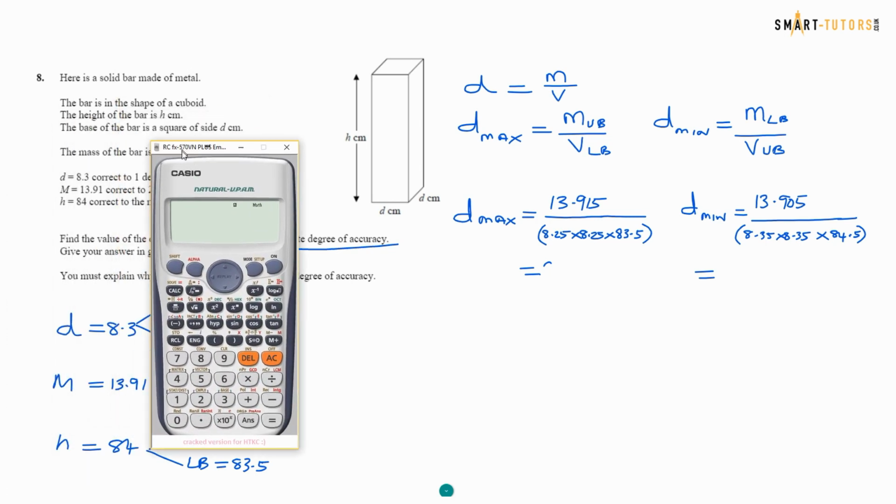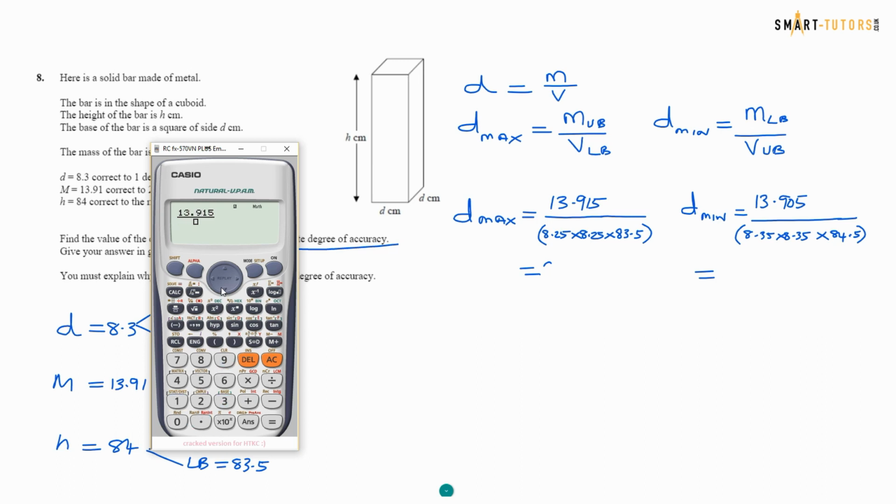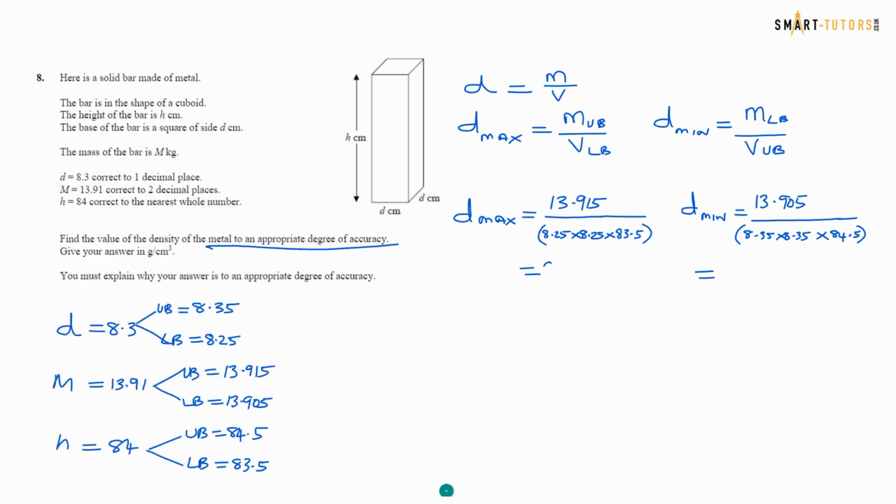Right, this time it's working. Okay, so fraction button, 13.915 and 8.25, I'm going to do squared, times 83.5, and hopefully we get the same answer. Yes, we will. So this is what we got, 2.448436. So I put that here.